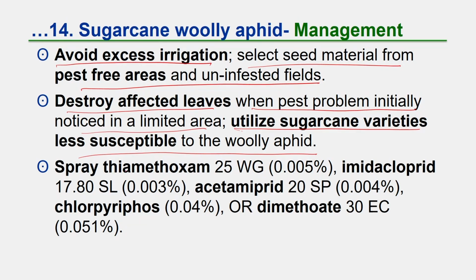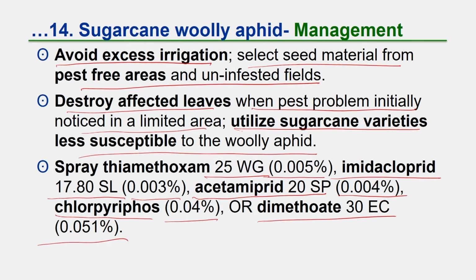Spray thiamethoxam 25 WG 0.005% or imidacloprid 17.8 SL. The concentration is 0.003%. Acetamiprid 20 SP 0.004%, chlorpyrifos 0.04% or dimethoate 30 EC 0.051%. So there is a wider choice of insecticide to control the woolly aphid.